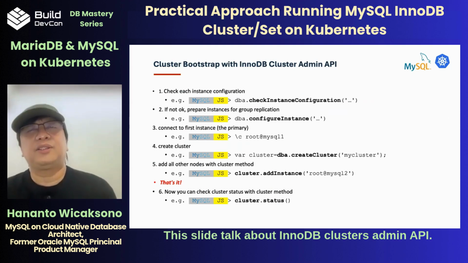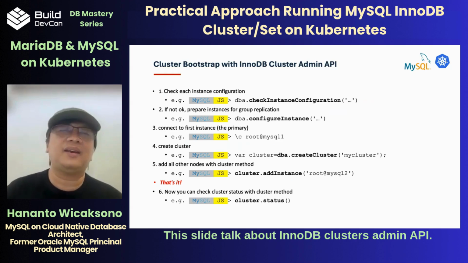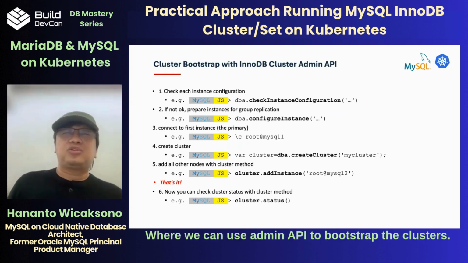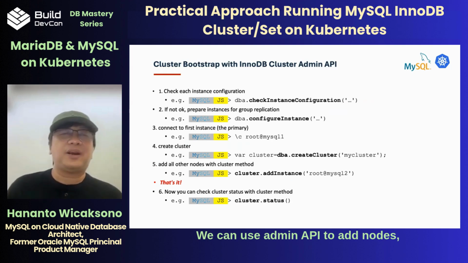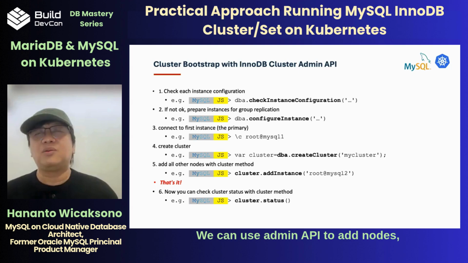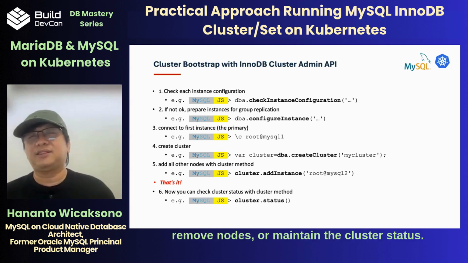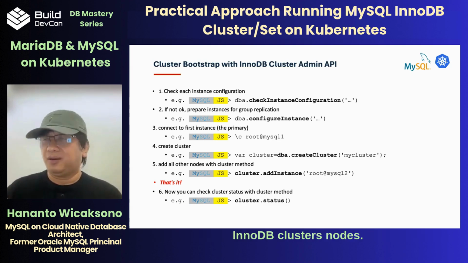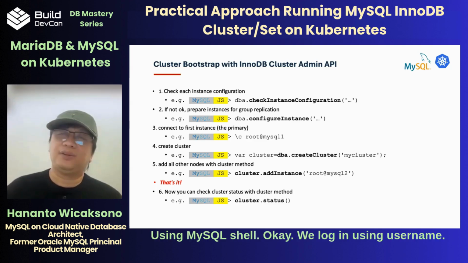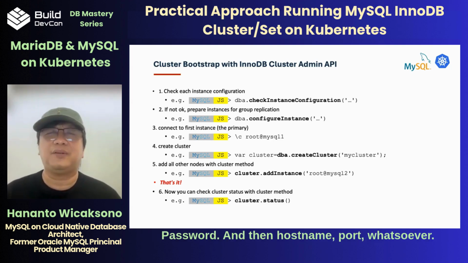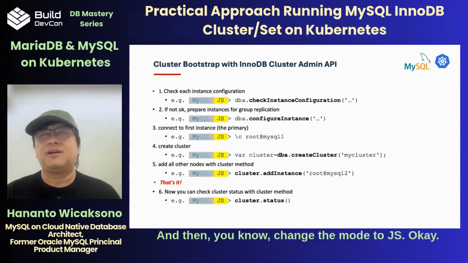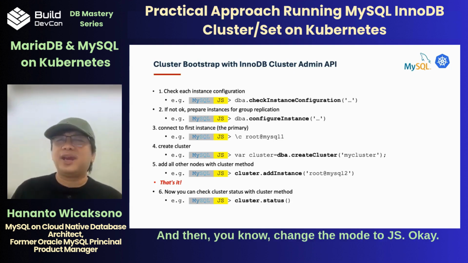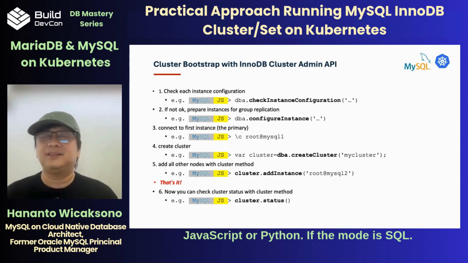This slide talks about the InnoDB Cluster admin API, where we can use the admin API to bootstrap the clusters. We can use the admin API to add nodes, remove nodes, or maintain the cluster status. To use the admin API, we need to log into the InnoDB Cluster nodes using MySQL Shell. We log in using username, password, host name, port, and so on, and then change the mode to JS, JavaScript, or Python.